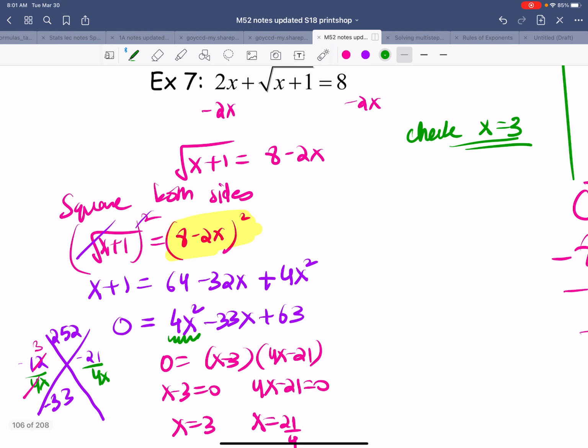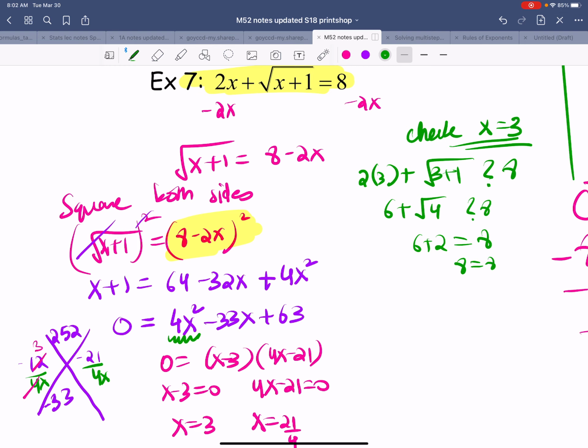Keep in mind we want to plug them into the original equation, the one we started with. So x equals 3. If I plug in 2 times 3 plus square root of 3 plus 1, is that equal to 8? 6 plus square root of 4, is that equal to 8? 6 plus 2, yes, it is equal to 8. So 3 does work, and x equals 3 we can circle and say this is my solution.